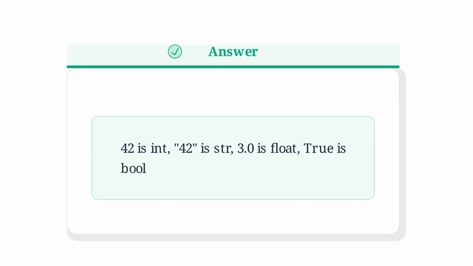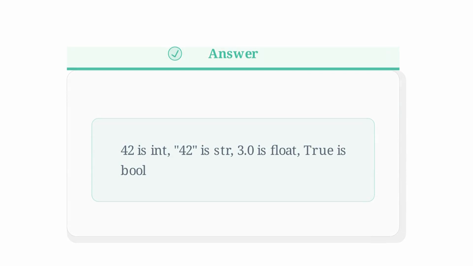42 is an integer. No quotes, no decimal. Quote 42 quote is a string. Those quotes make it text. 3.0 is a float because of that decimal point. And true is a boolean, one of only 2 possible values.